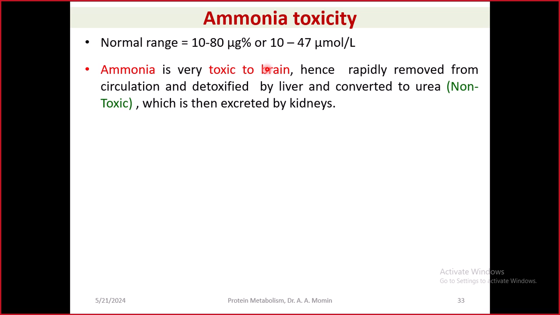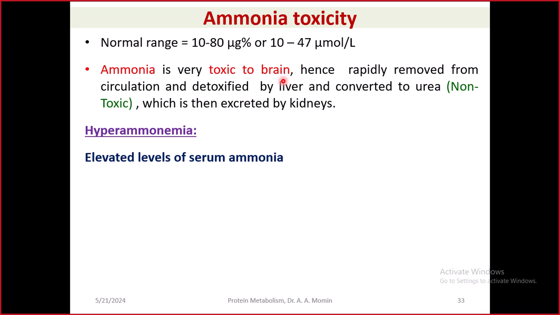If the ammonia level exceeds the normal range, it can reach the brain, easily cross the blood-brain barrier and show its toxic effect on the brain. It damages the brain cells. That's why the ammonia needs to be converted to a non-toxic substance, and that non-toxic substance is urea. The conversion of ammonia to urea happens via the pathway called the urea cycle or ornithine cycle, in the liver, only in the liver.